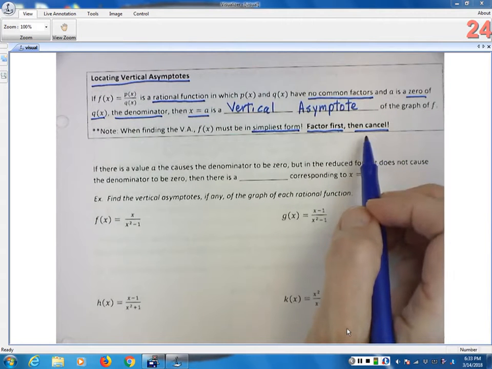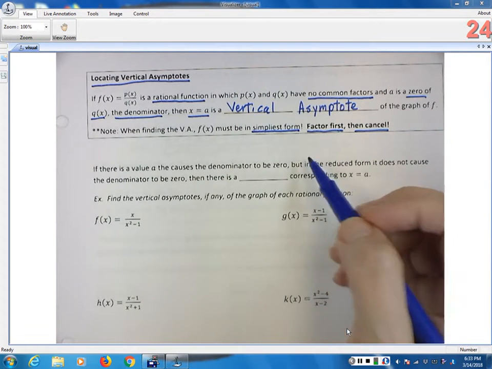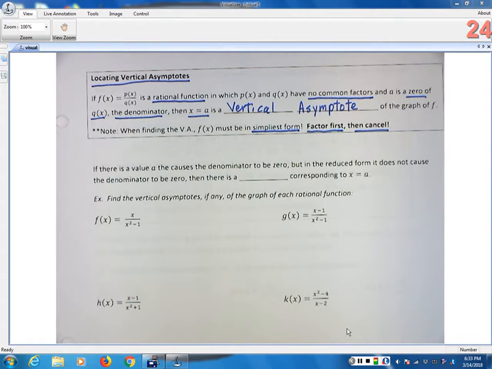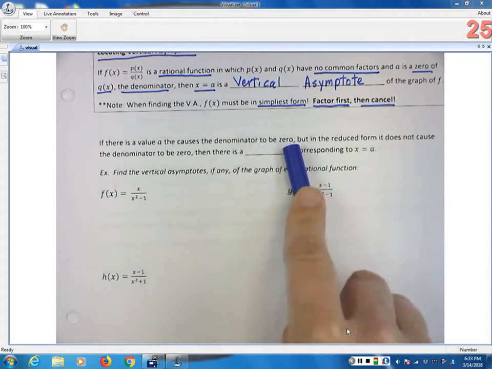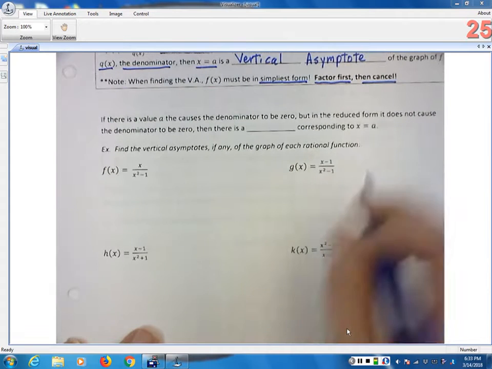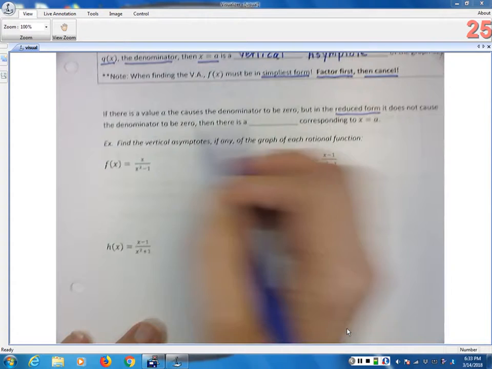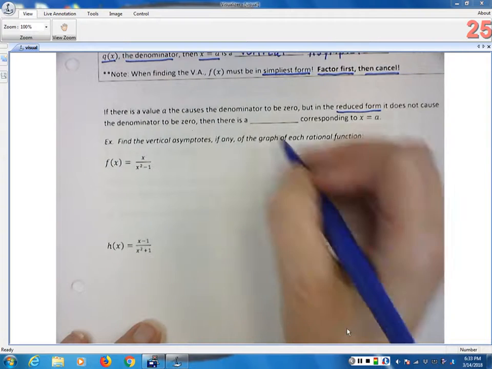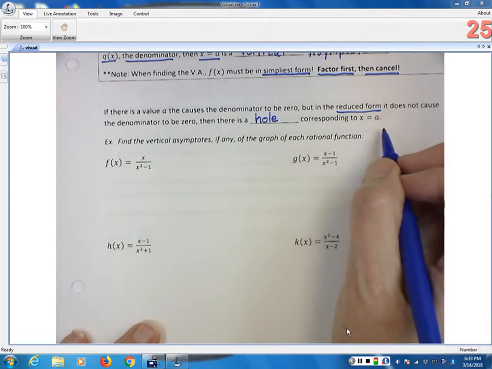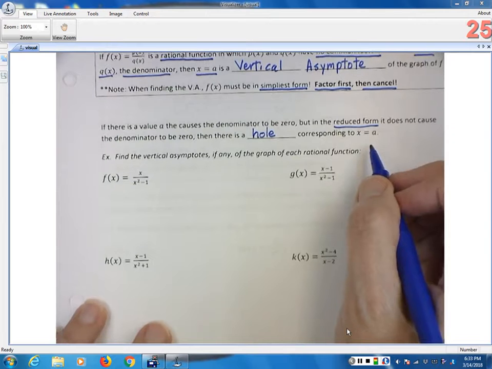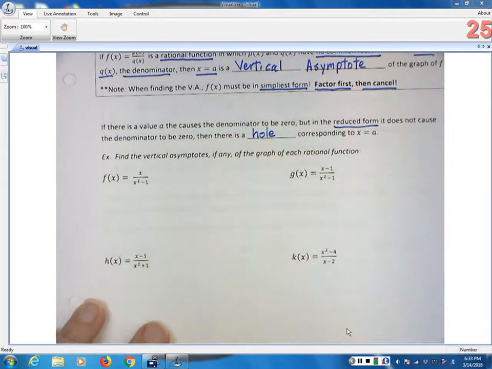If anything cancels out of the denominator, those are not asymptotes. In fact, if there's a value of a that causes the denominator to be 0, but in reduced form, it does not cause the denominator to be 0, then there is a hole corresponding to x equals a. So these are vertical asymptotes and holes. Okay?